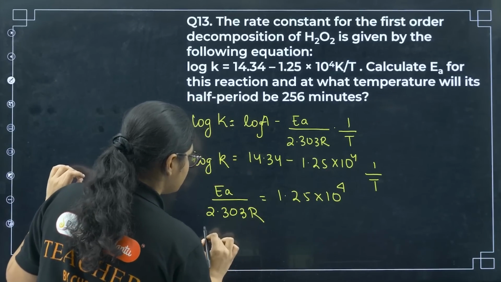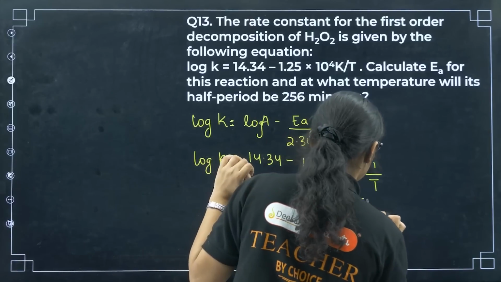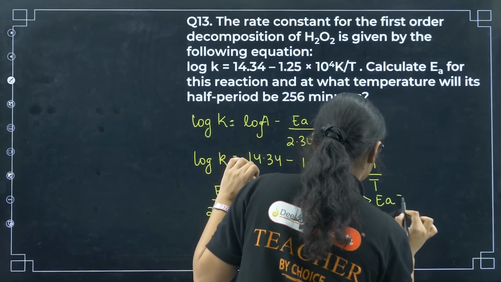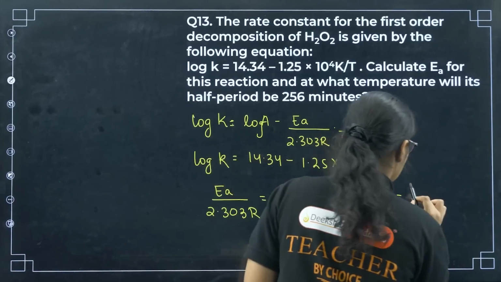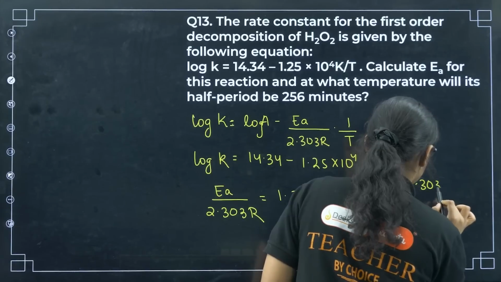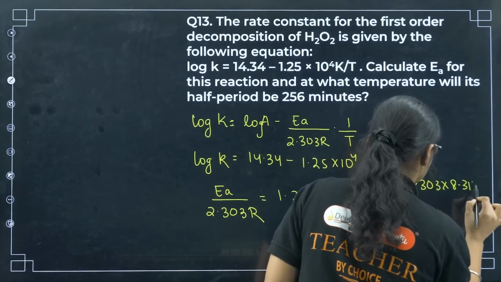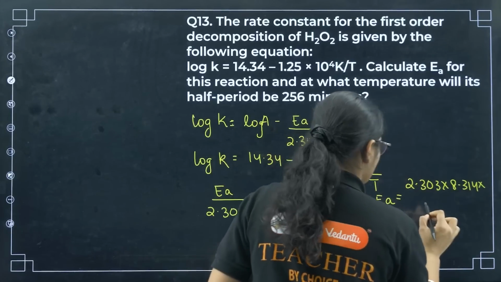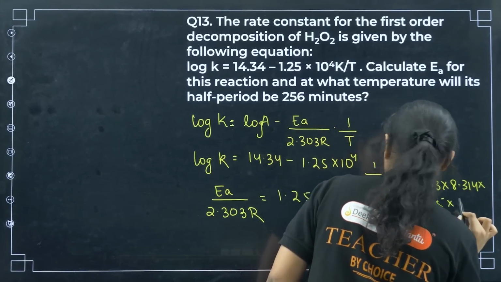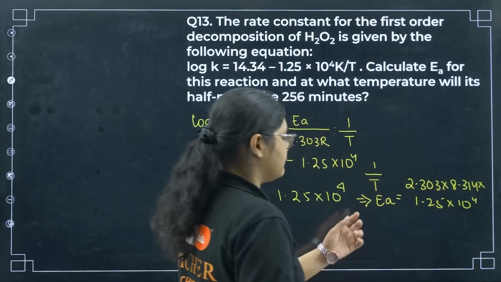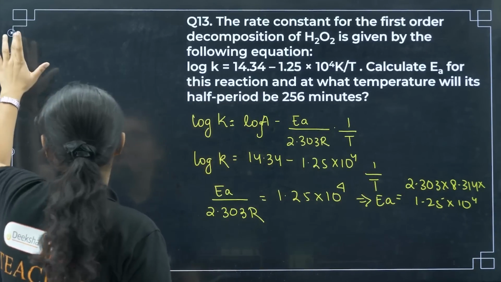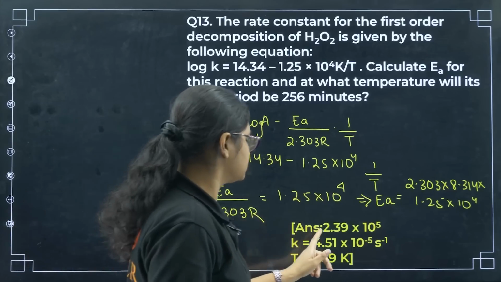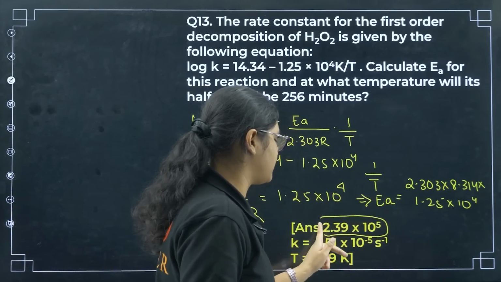So what is the value of EA now? EA will be equal to, just multiply this one, 2.303 into 8.314 into 1.25 into 10 to the power of 4. That will give me the EA value, and I will get that as 2.39 into 10 to the power of 5.